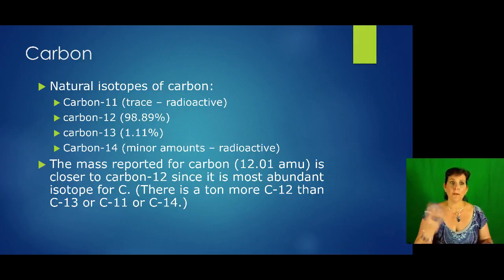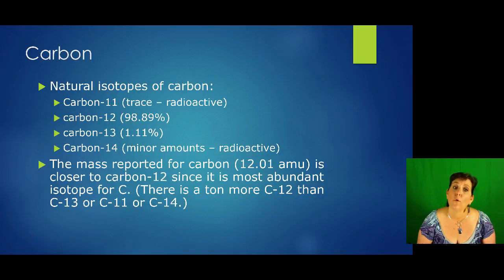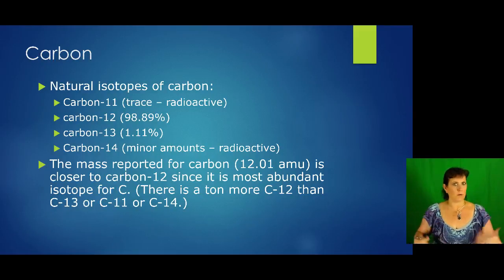So again, using carbon as my example, carbon 11, there's just a little bit of that. Carbon 12 is 98.89% of carbon, so that's the majority isotope. Most carbon comes in 12s. Carbon 13 is 1.11% of carbon. Carbon 14, again, is just a trace, minor amounts. Carbon 11 and 14 are both radioactive. We have the carbon in our body, and so some of it's radioactive.